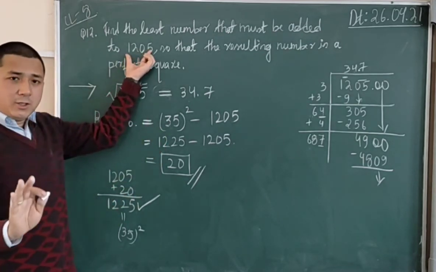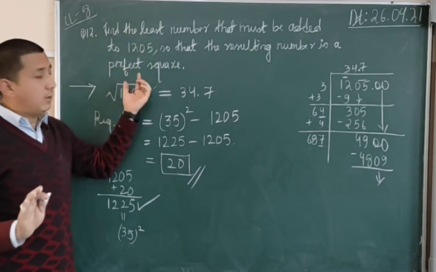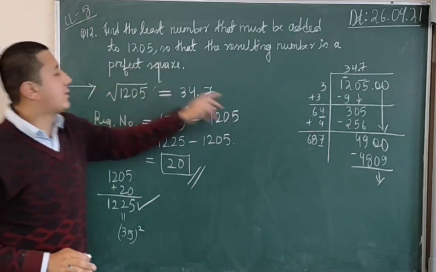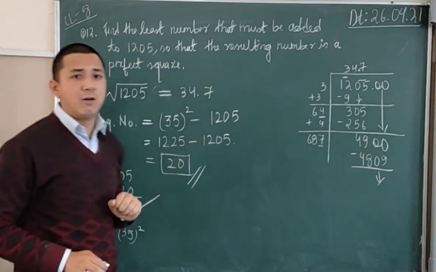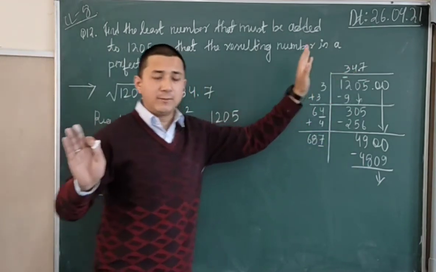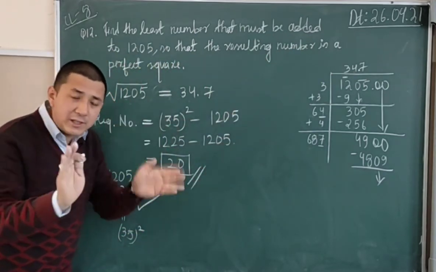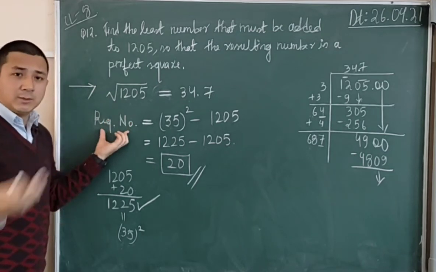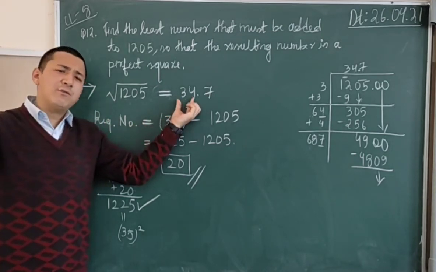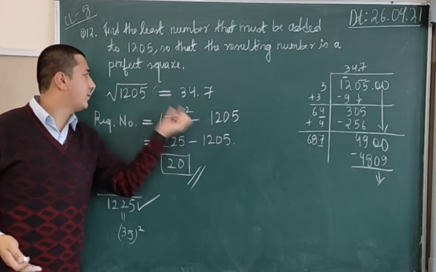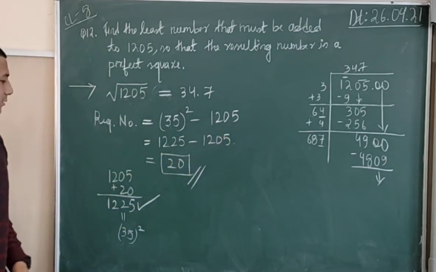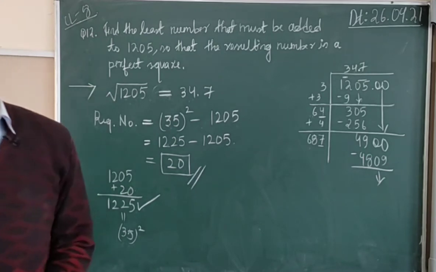How to find? Whichever number is given out here, if you are asked to find the least number that must be added, you will first find the square root of this. How much did I get? 34 point something. So it is clear that the number will be more than 34, that is 35 square minus the required given number. This will be your answer. Pause the video, note it down.